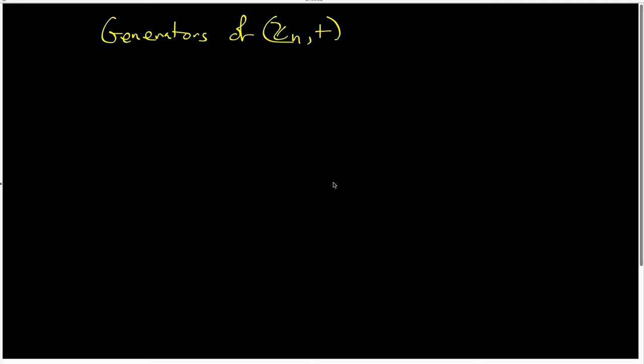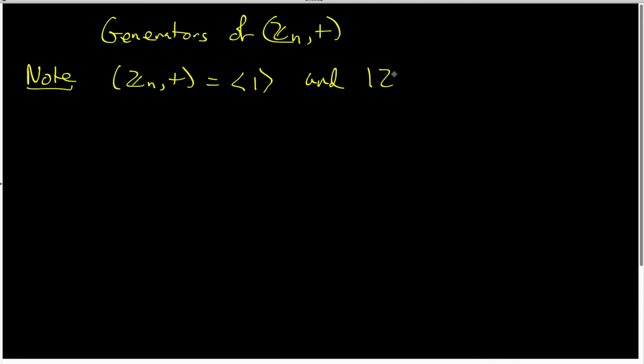In this video, I want to look at the generators of the cyclic group Zn under its addition. To get started, I want to make a couple of notes. We've already seen in class that Zn under its plus is a cyclic group generated by 1. And of course, we also know that Zn has n elements.